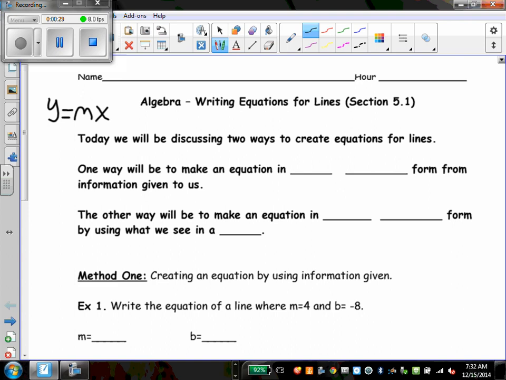which is y equals mx plus b. M is our slope, also known as rise over run, and b is our y-intercept.